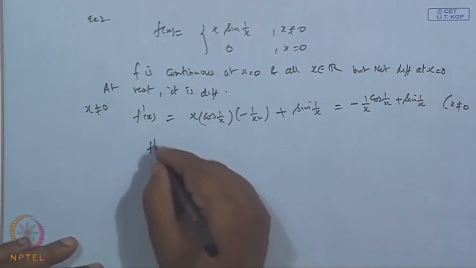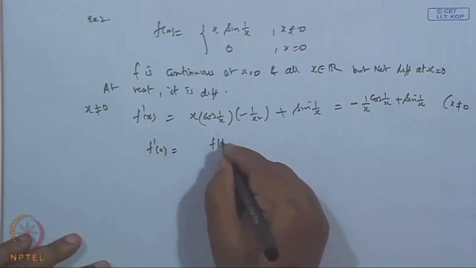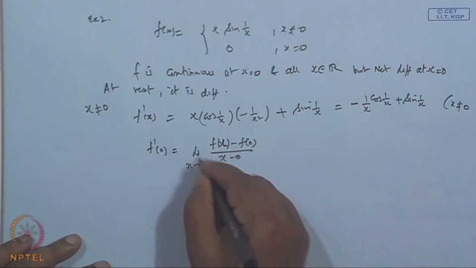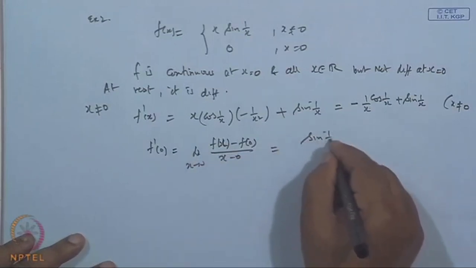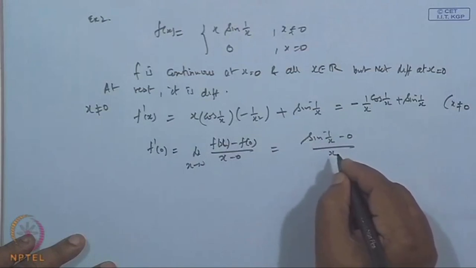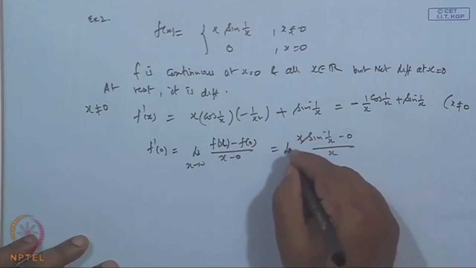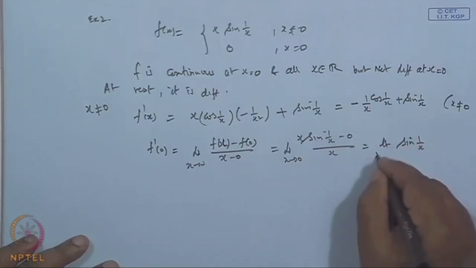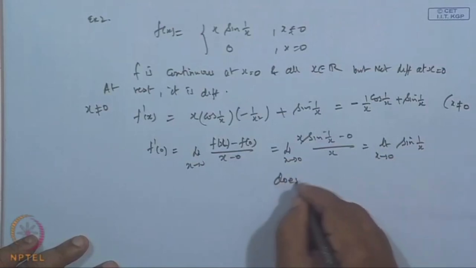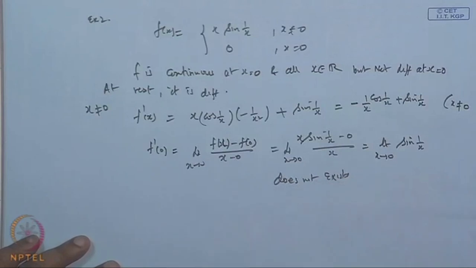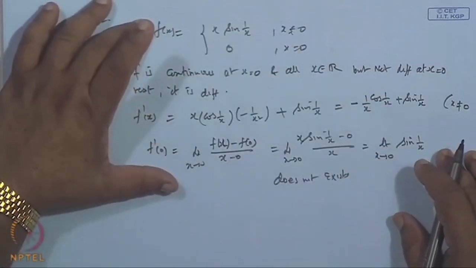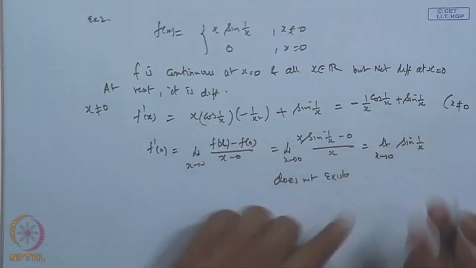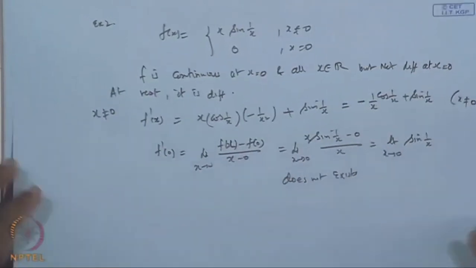But when you consider the derivative at the point 0, then as per the limit of (f(x) minus f(0)) divided by (x minus 0), x tends to 0, this comes out to be (x sin(1/x) minus 0) divided by x, limit x tends to 0, which turns out to be the limit of sin(1/x) as x tends to 0, which does not exist. So this function is continuous throughout, but is not differentiable at the point 0. It is differentiable at the rest of the points, but not at the point 0. Okay? So we can get this.